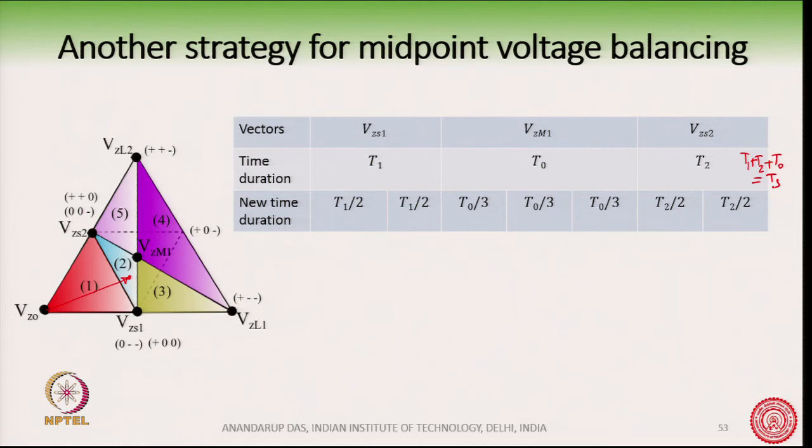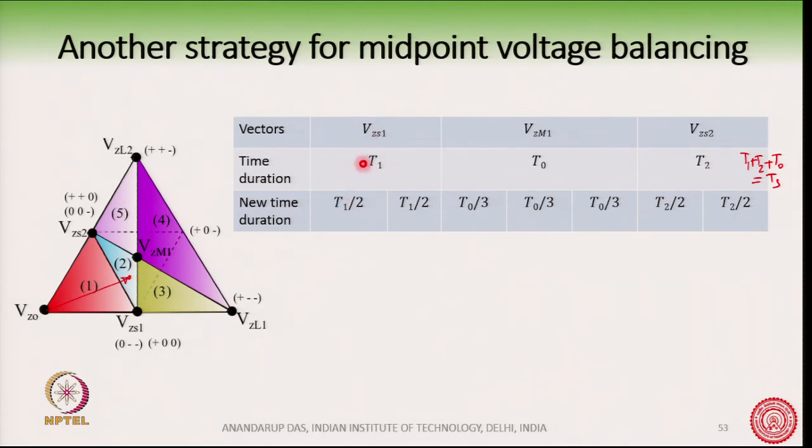Now, before I switch the Vzm1, first I will divide T1 into two parts, T1 by 2 and T1 by 2, T0 into three parts, T0 by 3, T0 by 3, T0 by 3, and T2 into two parts, T2 by 2 and T2 by 2. So, I am splitting the timing duration and we will apply the space vectors in a clever fashion. But first we have split the timing durations into several such subparts.